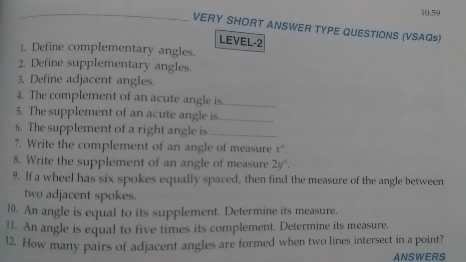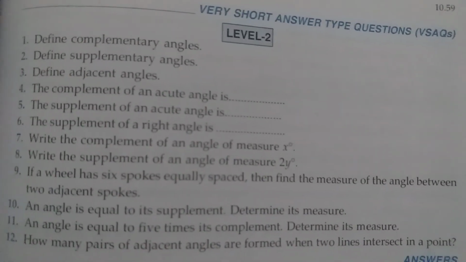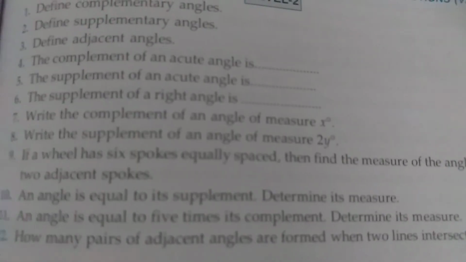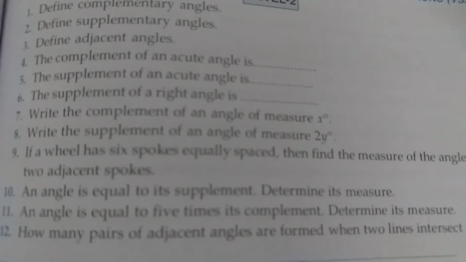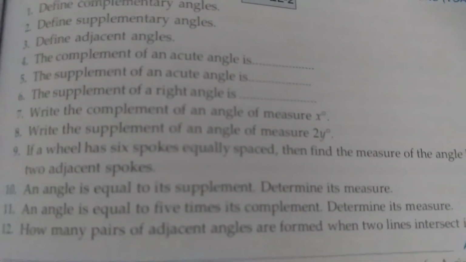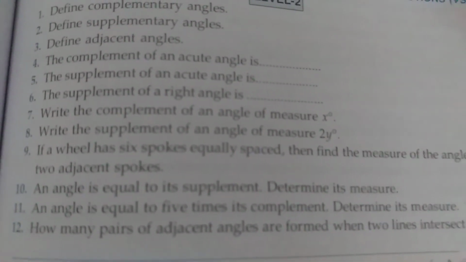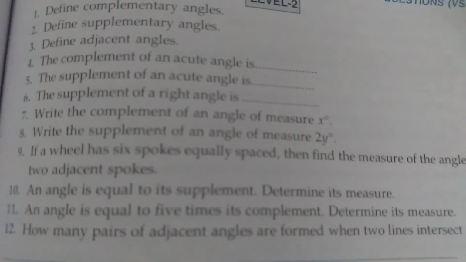An angle is equal to its supplementary. Determine its measure. Therefore 180 minus 2x equal to 0, 180 equal to 2x, so x equal to 90 degree. So the angle is 90 degree.